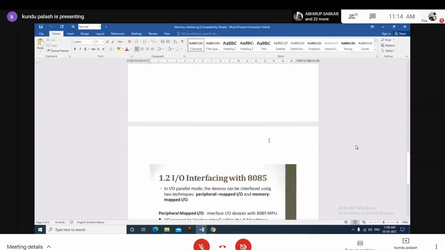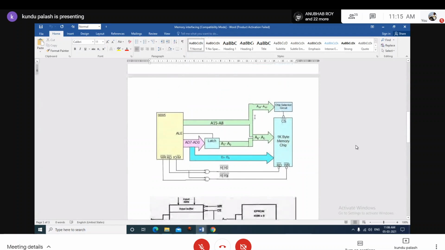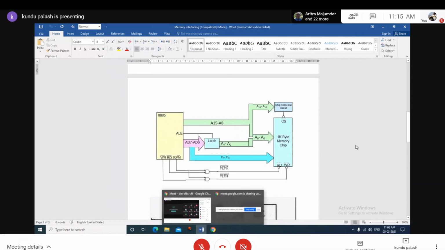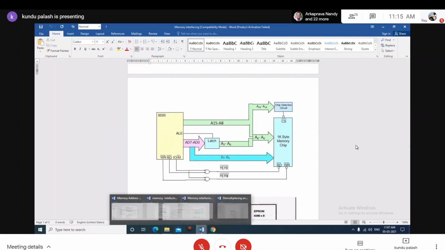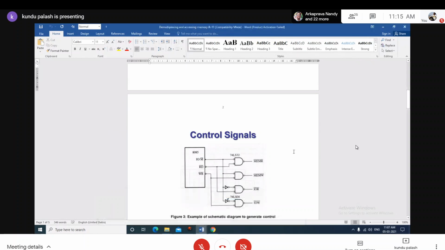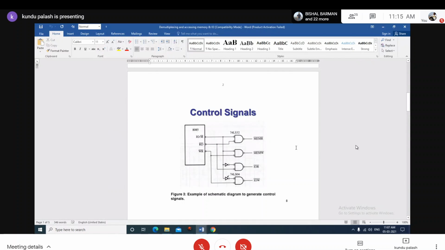Now, how will these timing and control signals be generated? 8085 has four important timing signals: one is called ALE, address latch enable, IO/M bar, read bar, write bar. So with the help of these four minimum timing and control signals, the memory chip should be enabled or can be accessed. So what is the method to generate the control signals with the help of a combinational logic circuit? This is a typical combinational logic circuit which takes the three input signals coming from the 8085, but it will generate the four timing control signals.